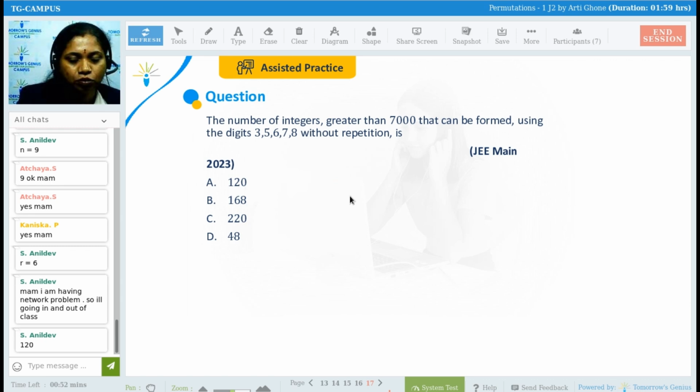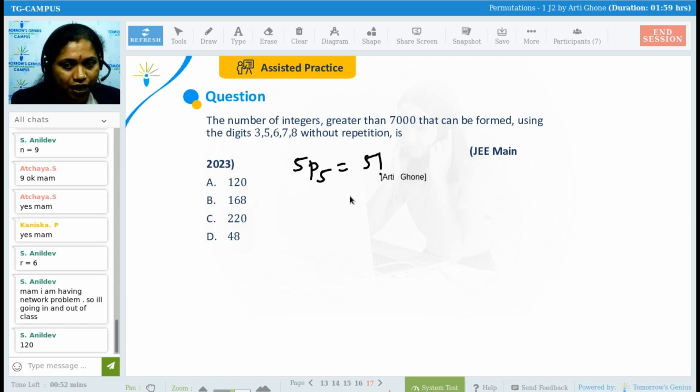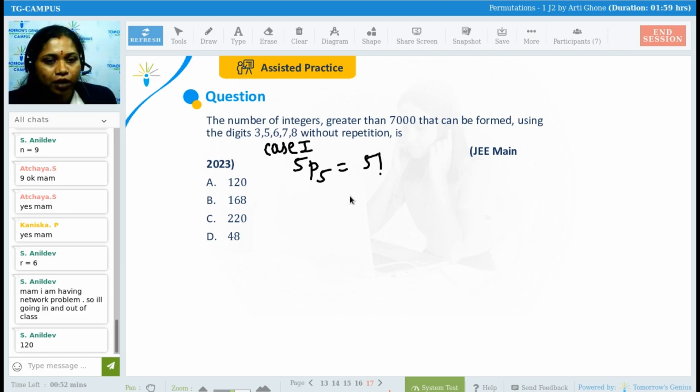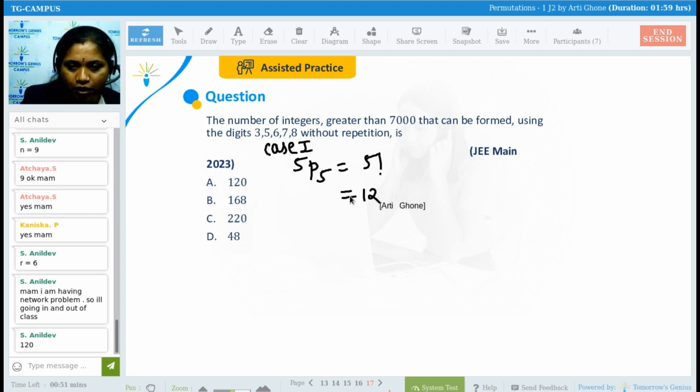5 digits are given to you. Yes or no? Okay. So if I place 5 digits on 5 places, obviously this is greater than 7,000. So 5 factorial is one case. Clear? Case 1 is 5,000. That is fine. And now we need to add with the fundamental counting principle. Clear? Which is producing answer 120. So with case 1, I am getting an answer 120. Now what is the case 2?